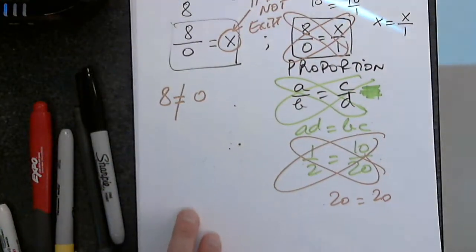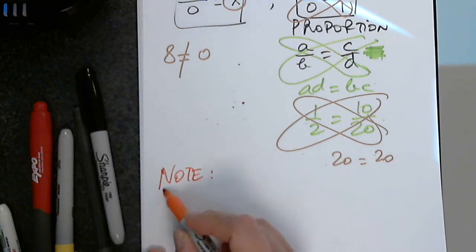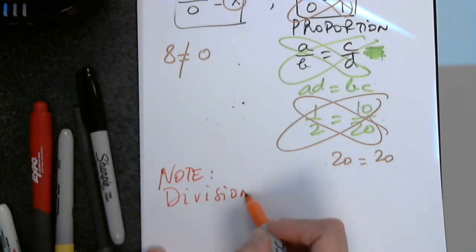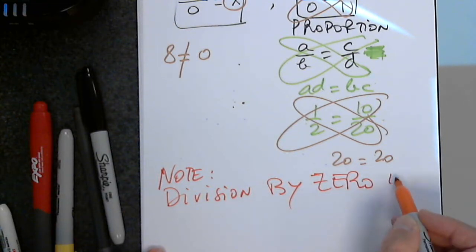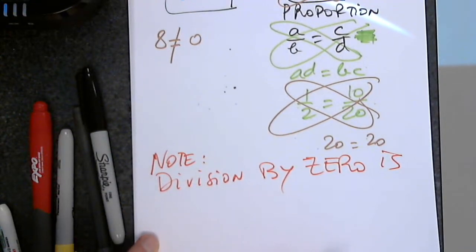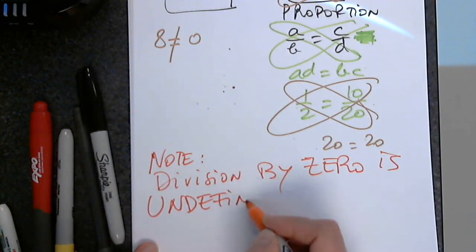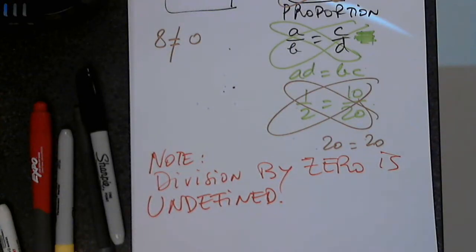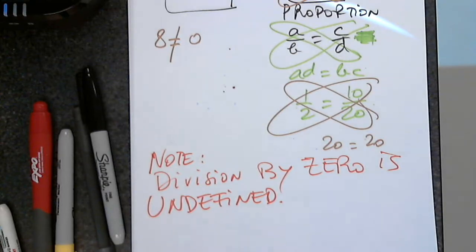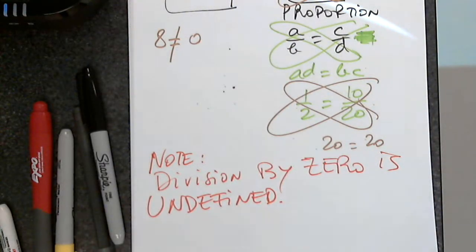So I'm going to write a note. Division by 0 is undefined. Division by 0 is undefined. And it makes sense, right? 0 over 8 cannot be the same as 8 over 0. And it happens that this does not exist, period.